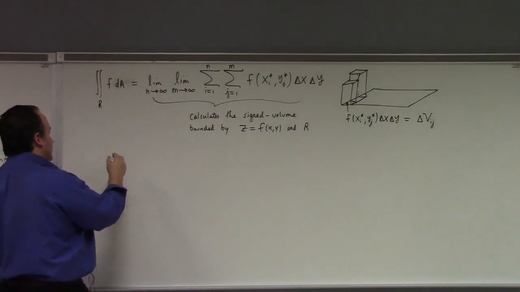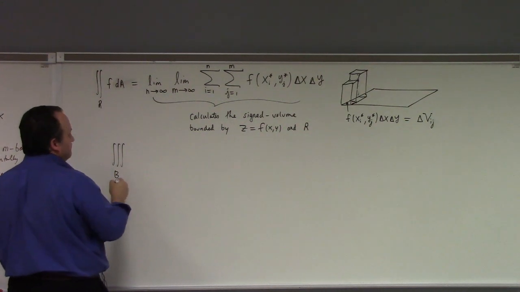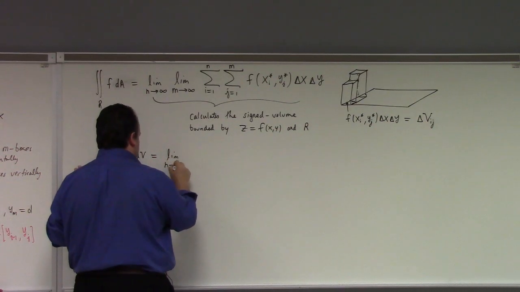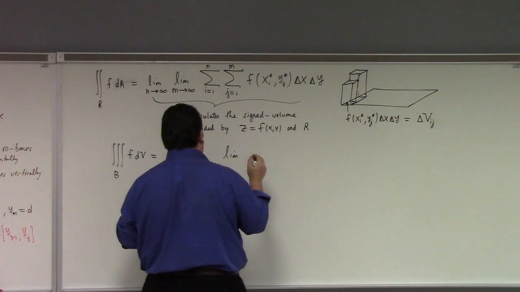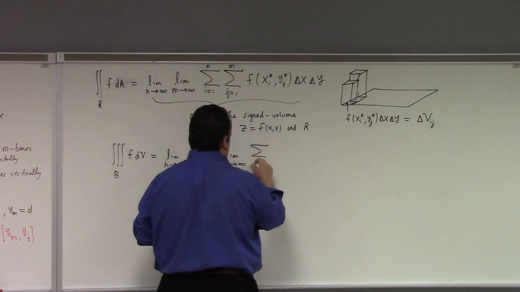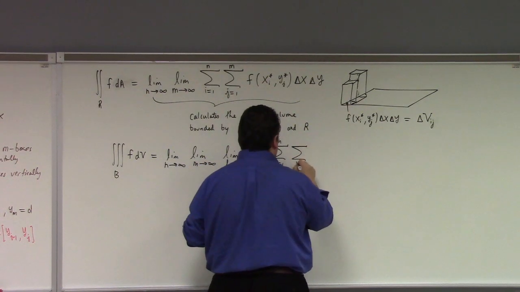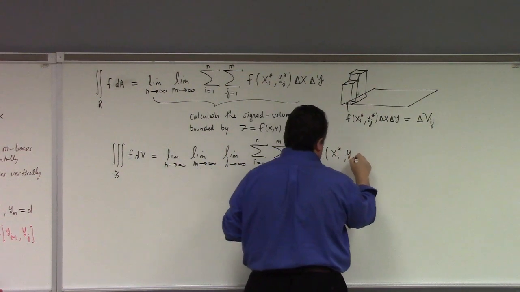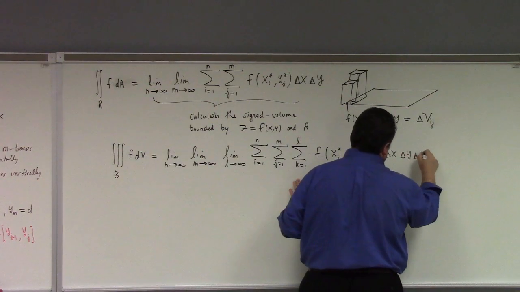Okay, so this is how the double integral goes. The triple integral over, say, a box of f dV would be the limit as n goes to infinity, the limit as m goes to infinity, the limit as L goes to infinity of the sum i equals 1 to n, sum j equals 1 to m, sum k equals 1 to L of f of x sub i star, y sub j star, z sub k star, delta x, delta y, delta z.